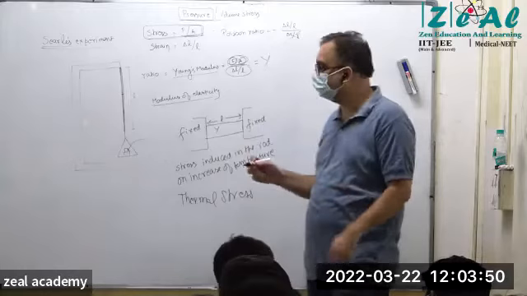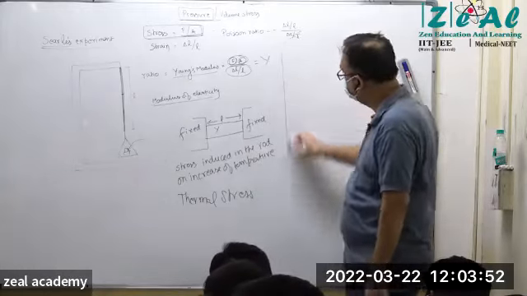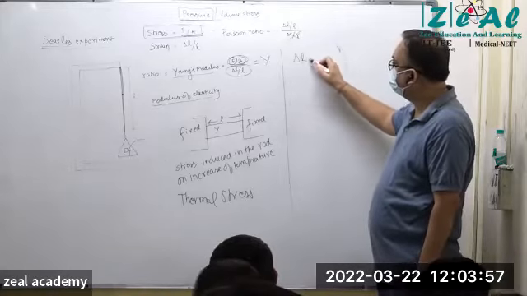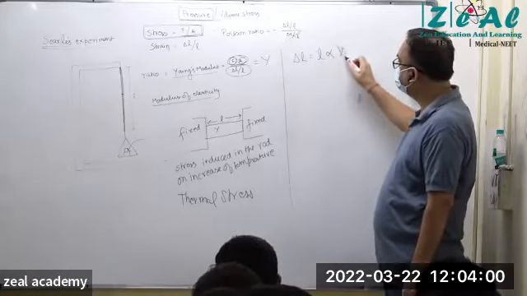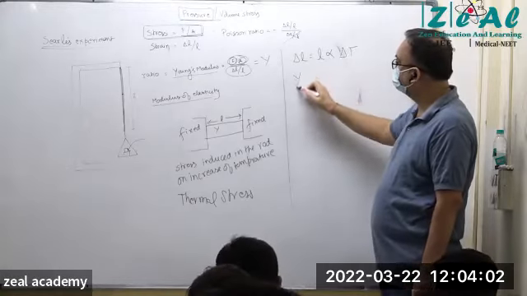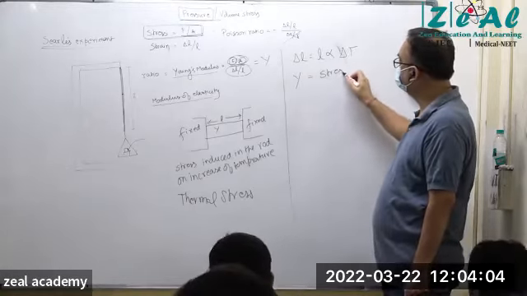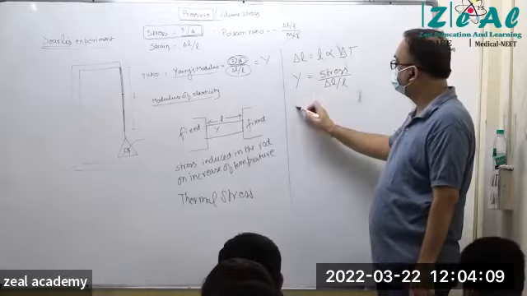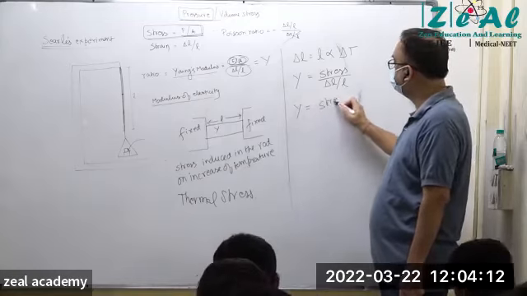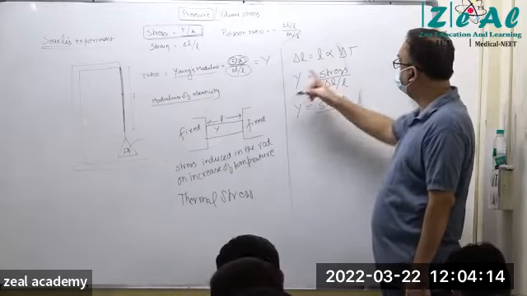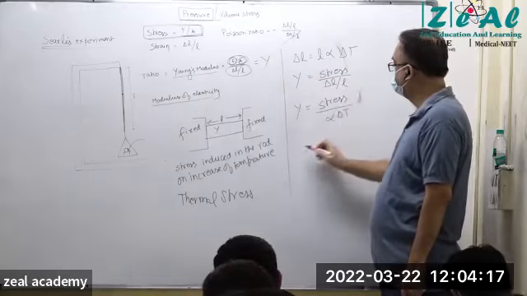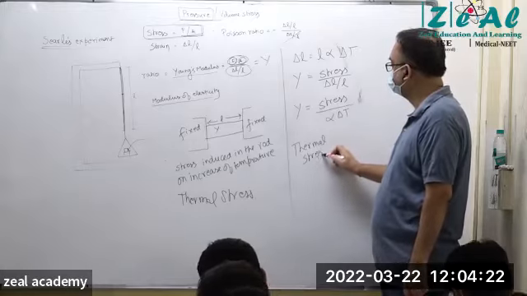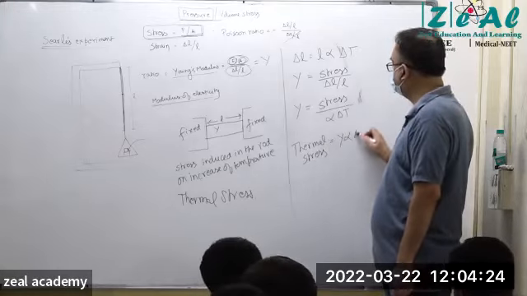निकाला एक्सप्रेशन, बहुत ही इजी है. यहाँ पे डेल्टा एल इज इक्वल टू एल अल्फा डेल्टा टी, यंग्स मॉडुलस इज इक्वल टू स्ट्रेस अपॉन डेल्टा एल अपॉन एल. सो यंग्स मॉडुलस इज इक्वल टू स्ट्रेस अपॉन अल्फा डेल्टा टी. सो थर्मल स्ट्रेस is equal to Y alpha delta T.